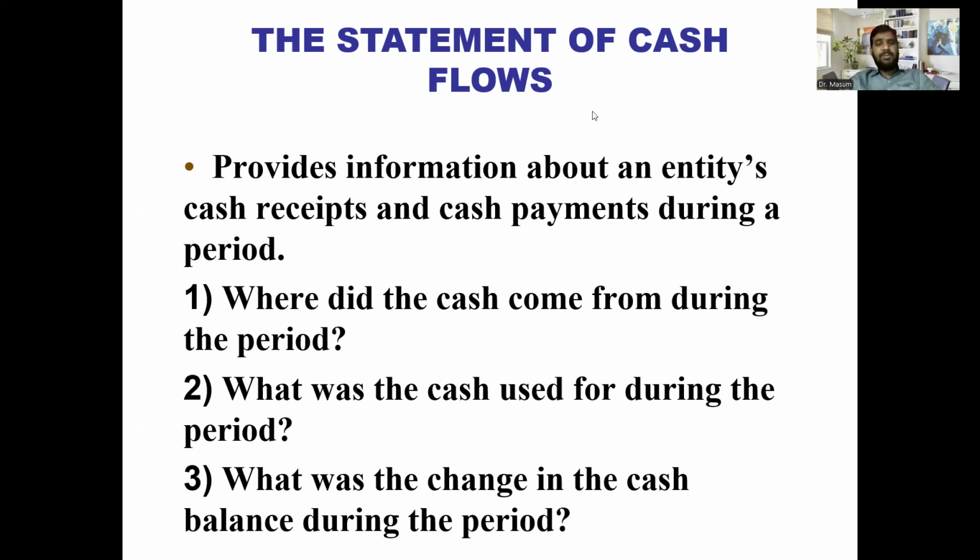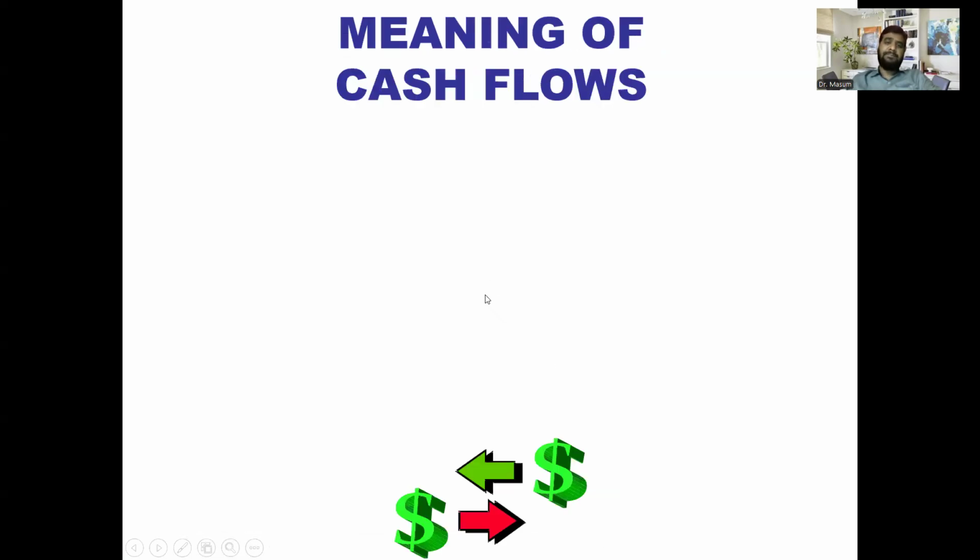The statement of cash flows provides information about an entity's cash receipts and cash payments during a period. Where did the cash come from during the period? What was the cash used for during the period? And what was the change in cash balance during the period? In your cash balance, there is a beginning cash balance and an ending cash balance, that is, how much cash you have. These three issues are there.